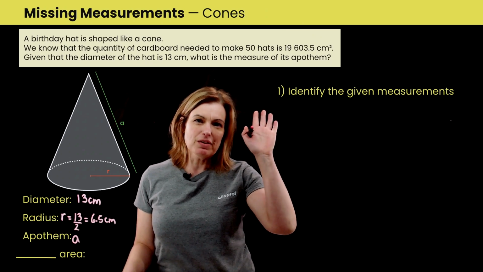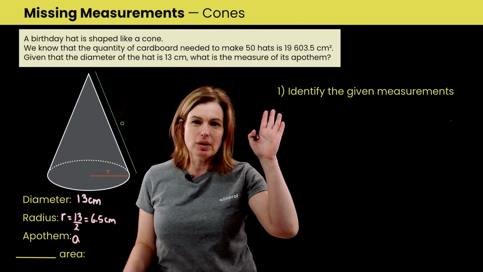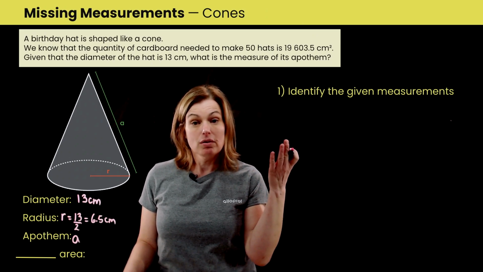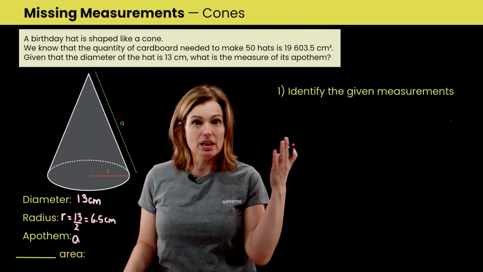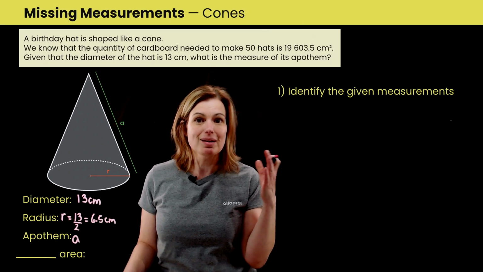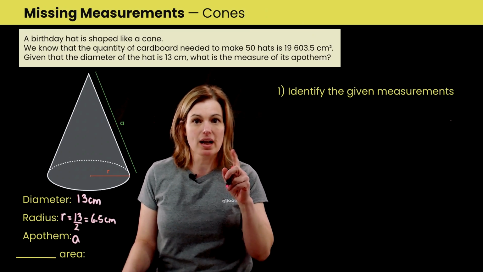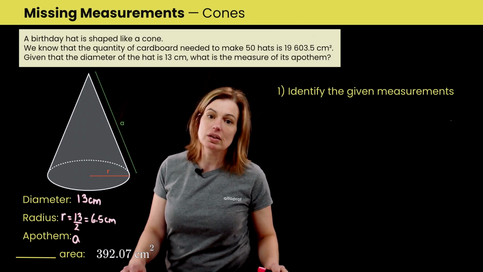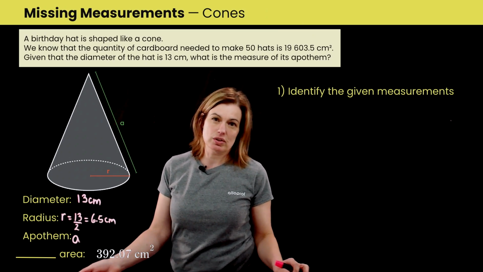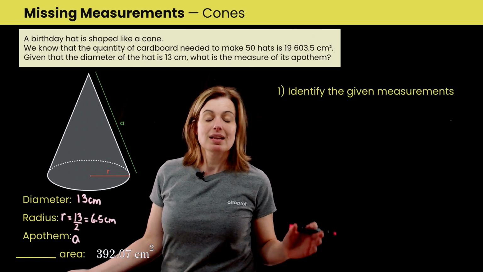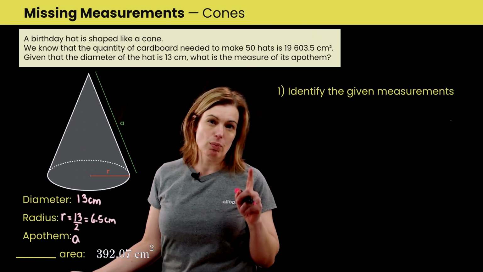The thing is, we have 50 hats. We know this area of 50 hats, but we don't know the area of one hat. So I'm going to take that 19,603.5 centimeters squared, and I'm going to divide it by 50 to figure out how much cardboard one hat is going to use. And that will give me 392.07 centimeters squared. So the 392.07 centimeters squared represents the area of cardboard required for one birthday hat.